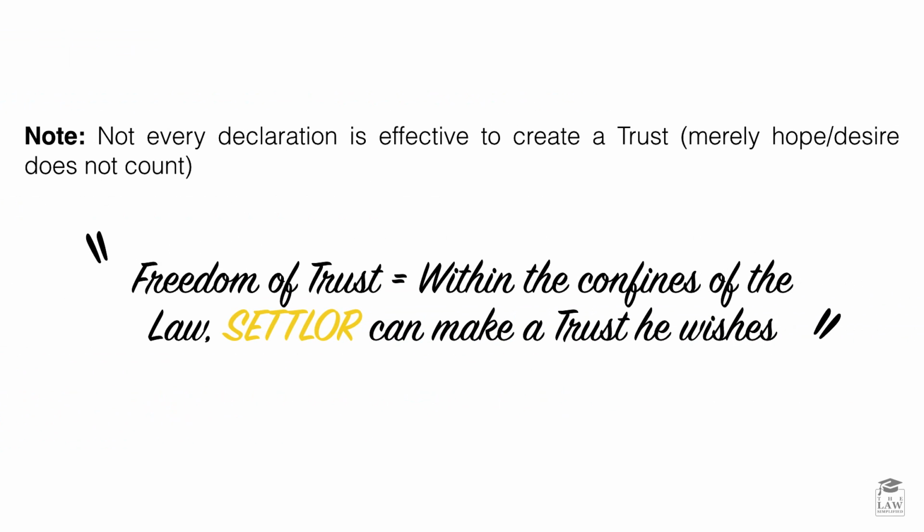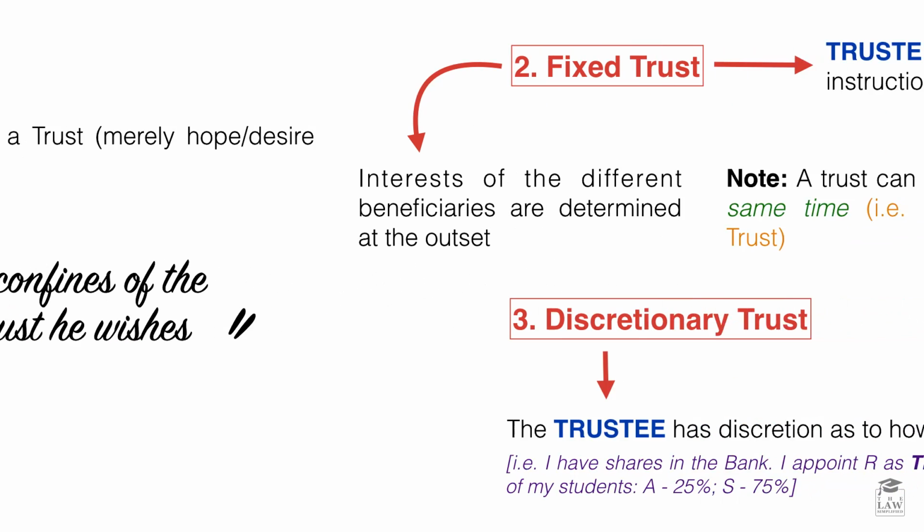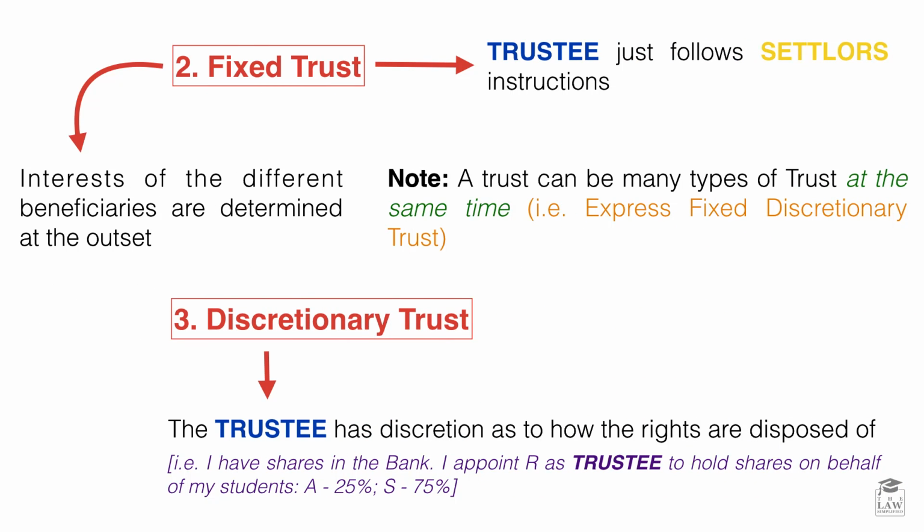Now note that not every declaration is effective to create a trust. This mere hope or desire does not count. Now later on in this course, we will be discussing proving of such declaration, but for now, this would suffice. So the freedom of trust is basically within the confines of the law, whereas the settlor can make a trust that he wishes. Another type of trust is a fixed trust.